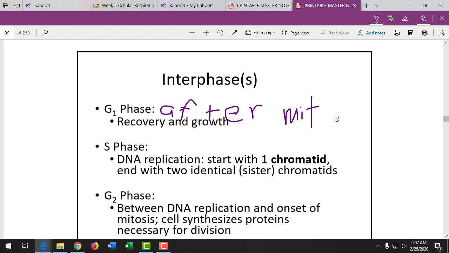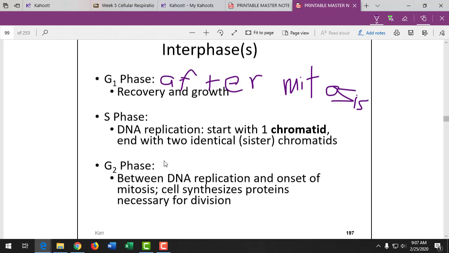So right after mitosis is complete, we have the G1 phase. And the S phase is if we need to enter mitosis again, we're going to make another copy of DNA, so we can do that. So in the S phase, you have one chromosome like this. It's all coiled up DNA. And after DNA replication is complete, you have this X-shaped structure.